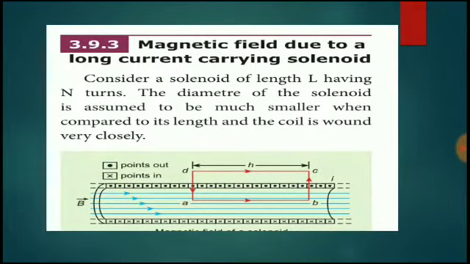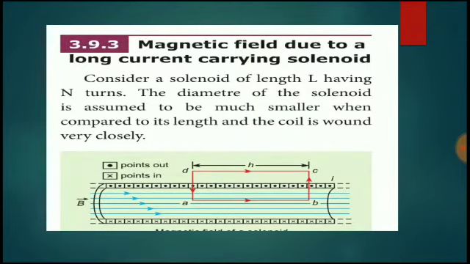Now we are going to discuss the solenoid. On the solenoid, a magnetic field is produced. So that is the magnetic field due to a long current carrying solenoid. And what is a toroid, and what are the applications of a toroid, the magnetic Lorentz force, and so on.